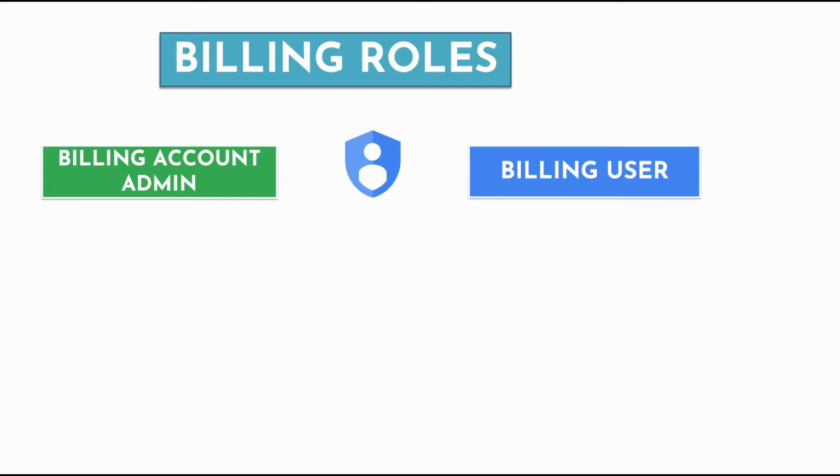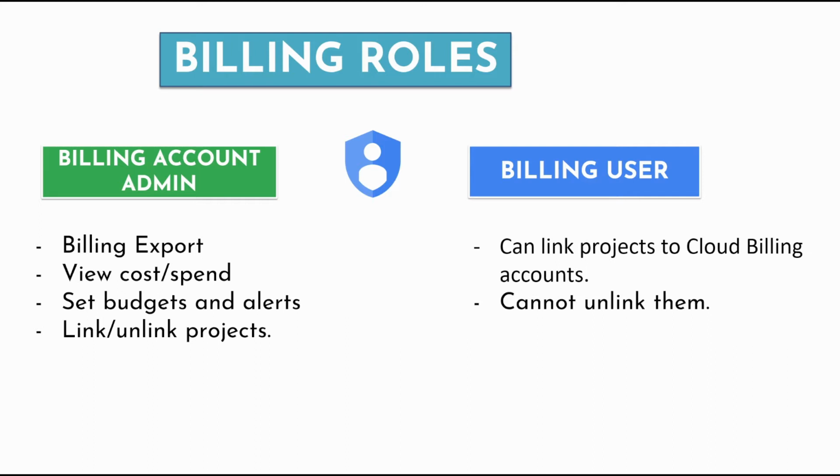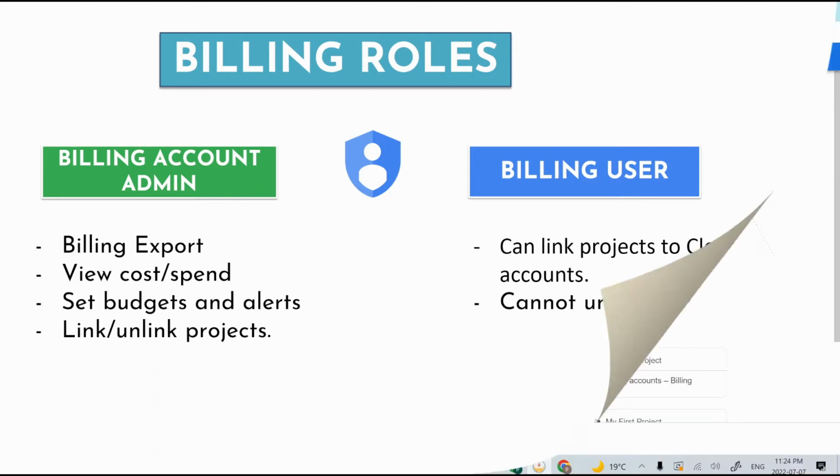The user with the Billing Account Administrator role can create a billing export to BigQuery. He or she can view cost and spend, set budgets and alerts, and also link and unlink projects with the billing account. However, the Billing Account User role has limited permissions, such as they can link projects to the cloud billing account but they cannot unlink them. So this is the major difference between the Billing Account Administrator and the Billing Account User role.